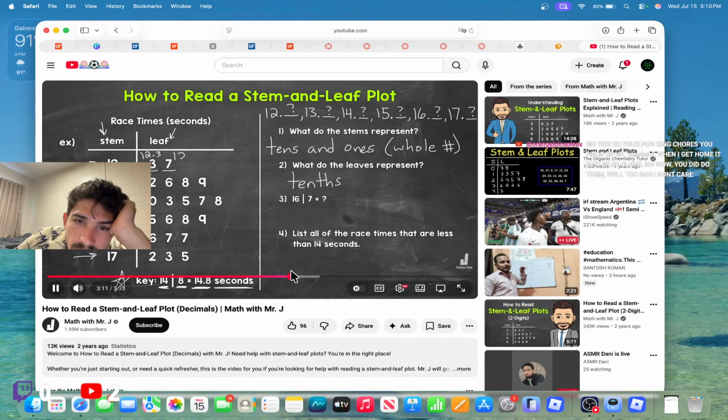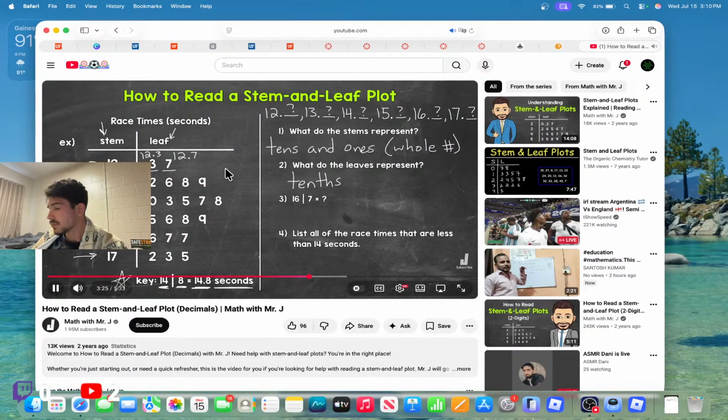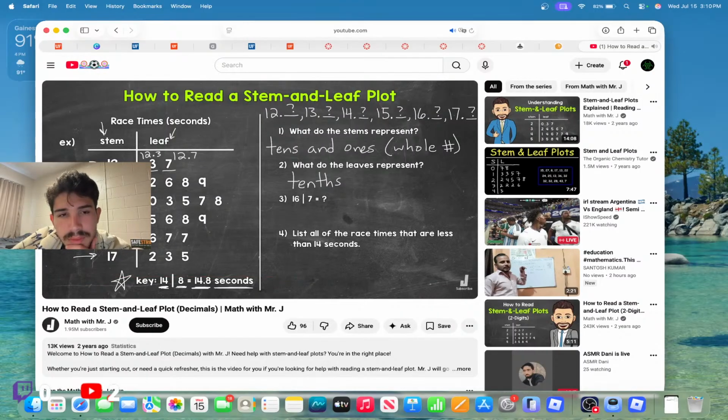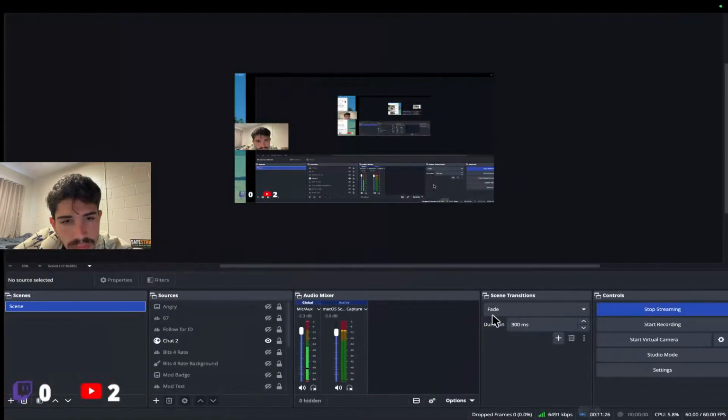And then 12 and 7/10. So those are the 12-second race times. 12 and 3/10 and 12 and 7/10. So 12.3 seconds and 12.7 seconds. Let's move on to number 3 and do another example. So we have a stem of 16 and a leaf of 7. Looking at the stem and leaf. Wait a second.